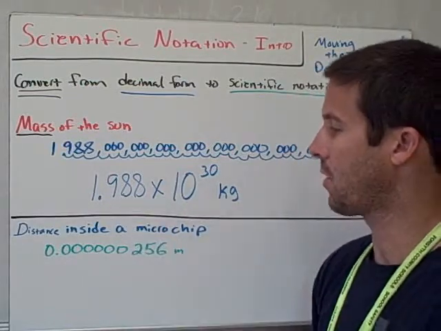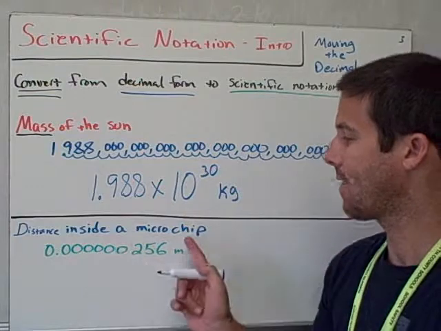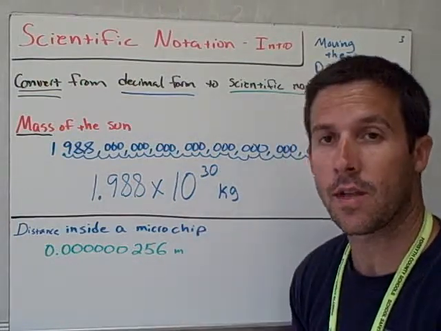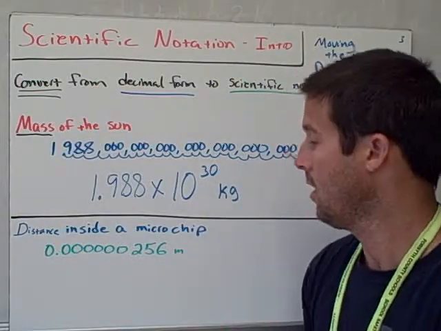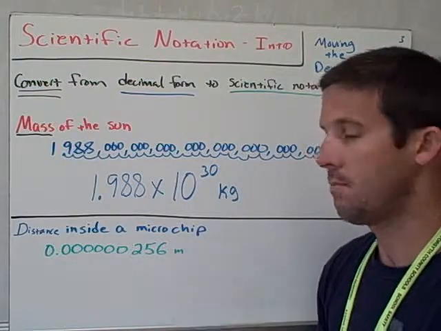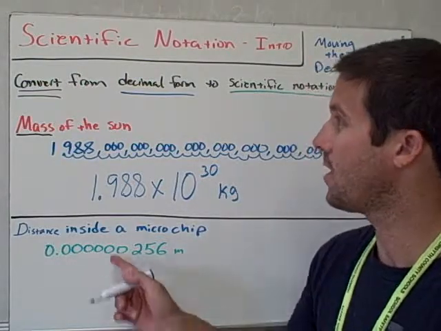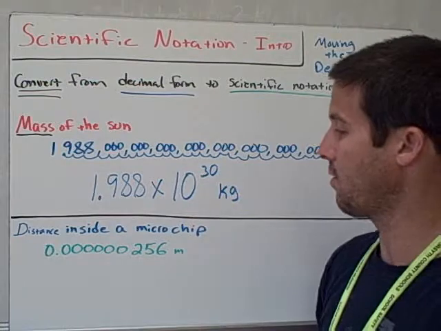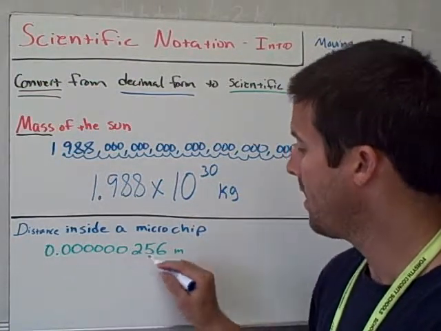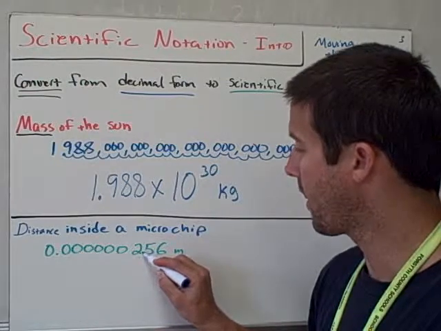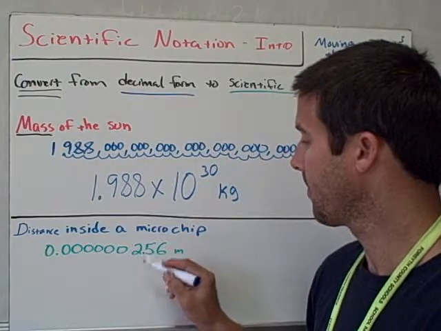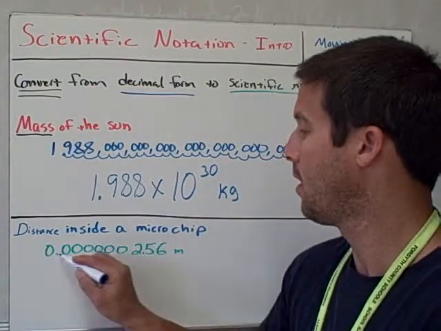All right, let's try another one. How about the distance inside of a microchip? Microchips are small little things that go on the computer and they process all the information. Well, here we have a number, 0.0000256 meters. So let's convert this from decimal form to scientific notation. I'm going to take where the decimal is and move it to this position because I just want a regular whole number on the left side of the decimal, just one digit, and I don't care how many are after it.